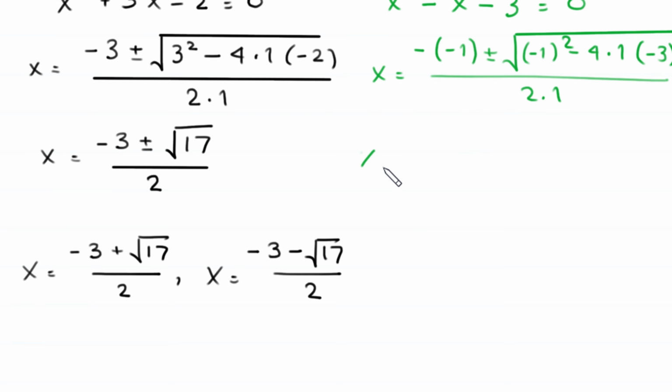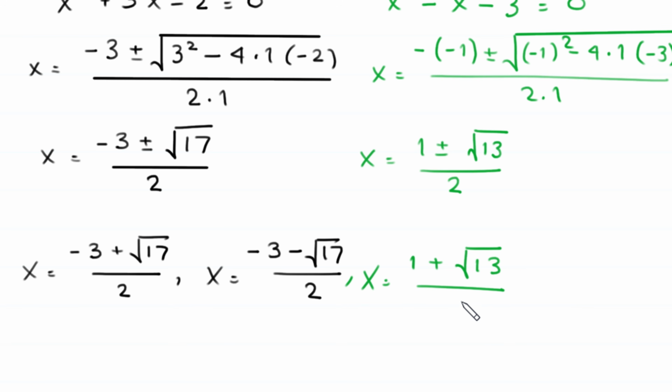Further simplify, this will become x is equal to positive 1 plus or minus the square root of negative 1 squared is 1 and negative 4 times negative 3 is plus 12. 1 plus 12 will become 13 divided by 2 times 1 is 2. It means we get other two solutions. X is equal to 1 plus root 13 divided by 2, and x is equal to 1 minus root 13 divided by 2. Now we check the validity of these solutions by using the domain of this equation.